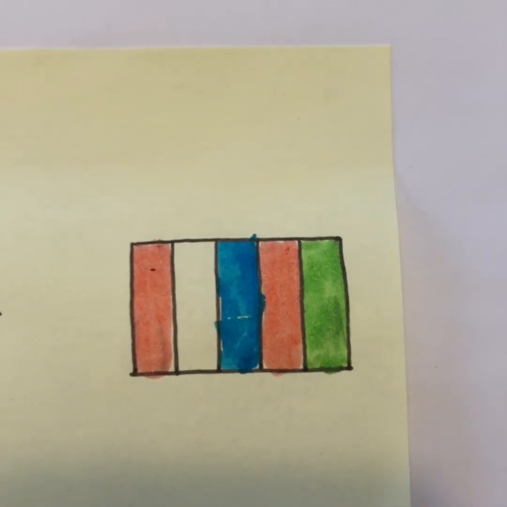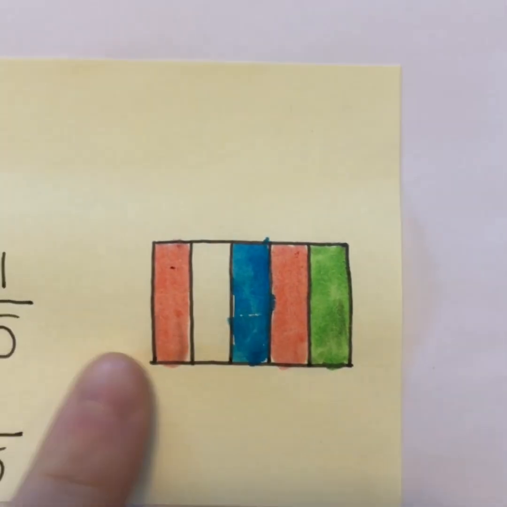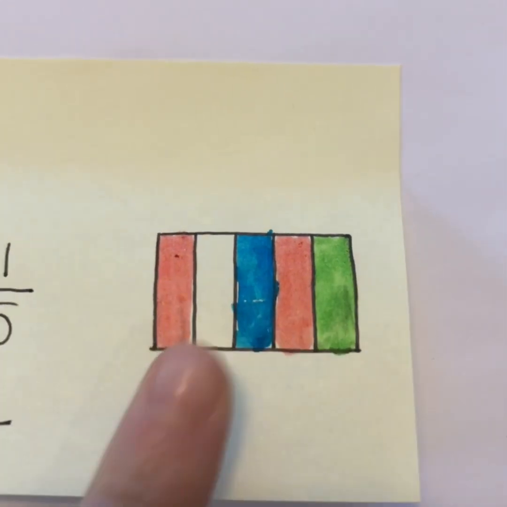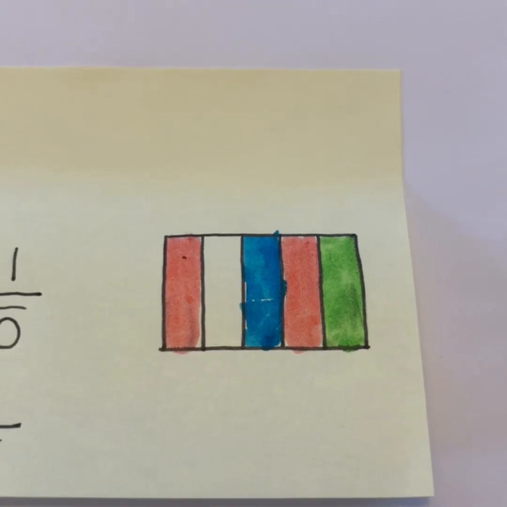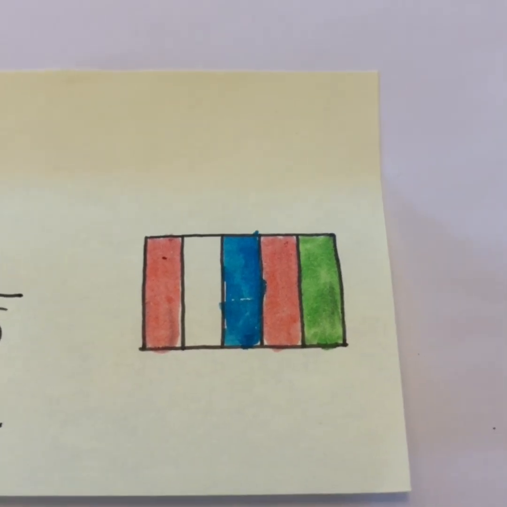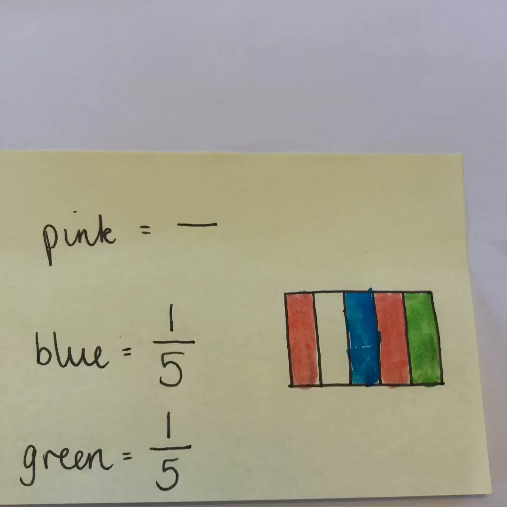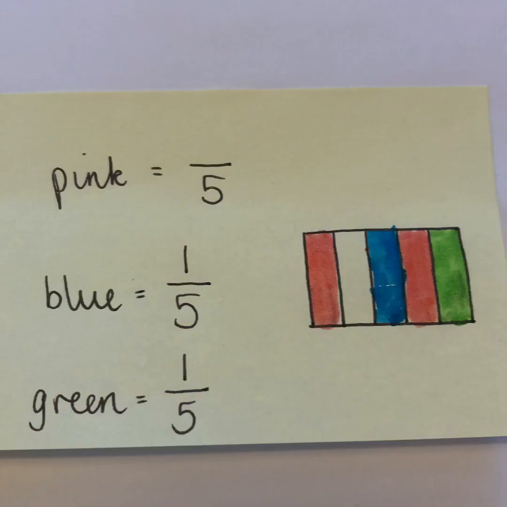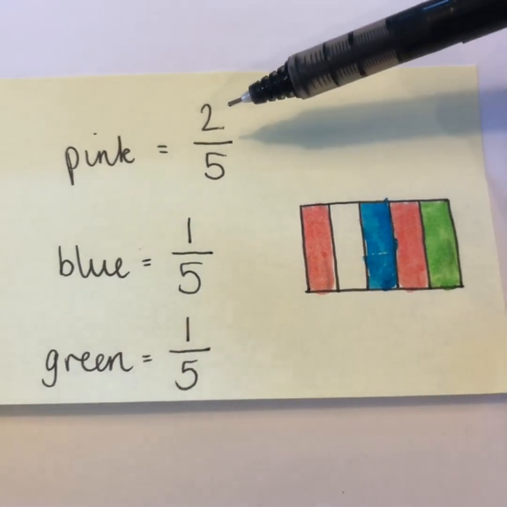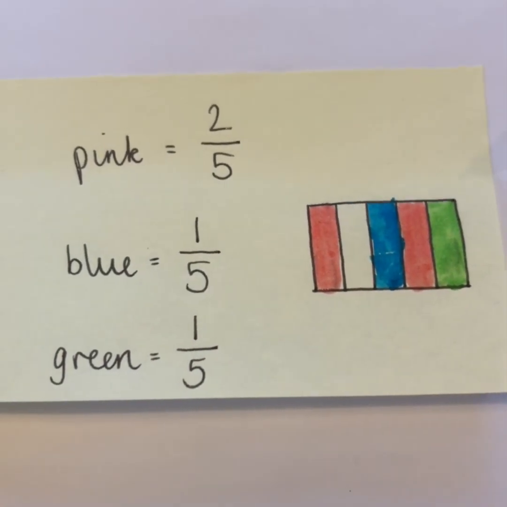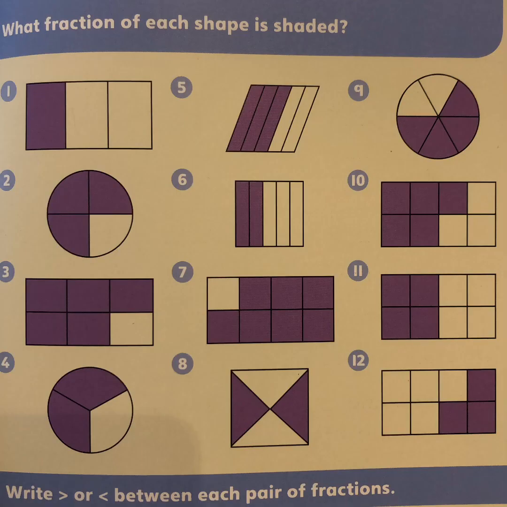So now I've got 2 strips coloured in pink. So what fraction is coloured in pink? Have a go. There you go. 2/5, 2 out of 5 pieces are coloured in. Okay, so pause the screen and have a little go at these 12 questions, writing the fraction for each shape which is shaded.